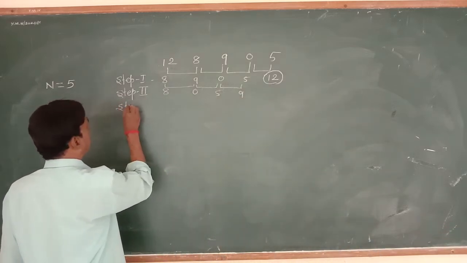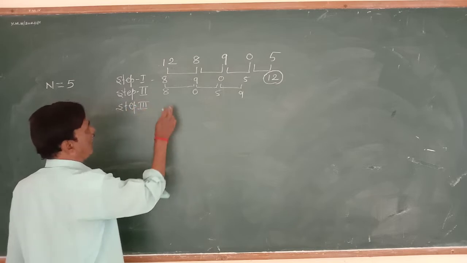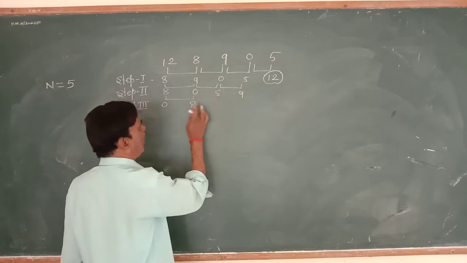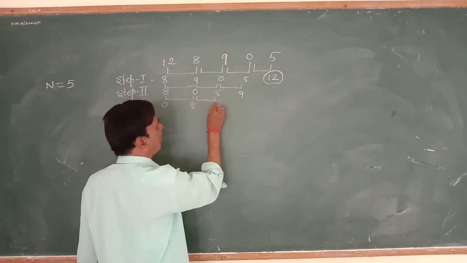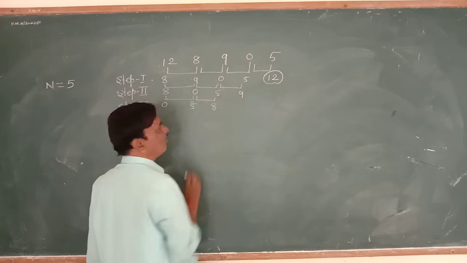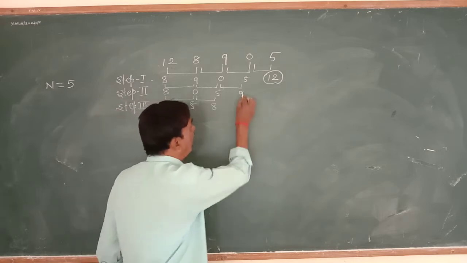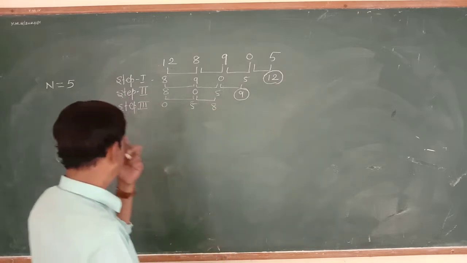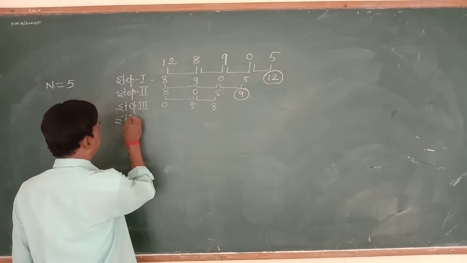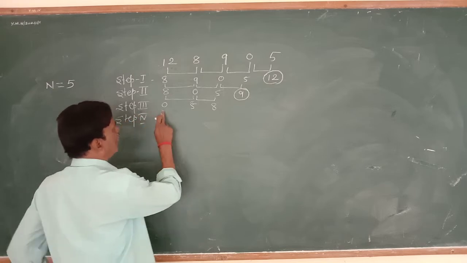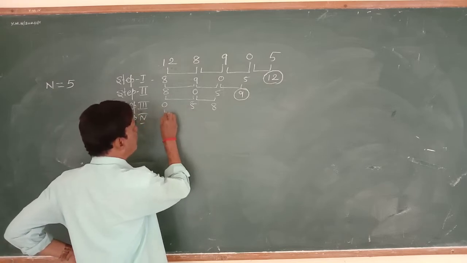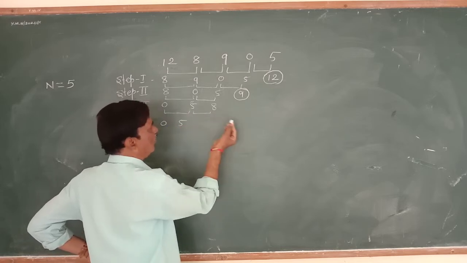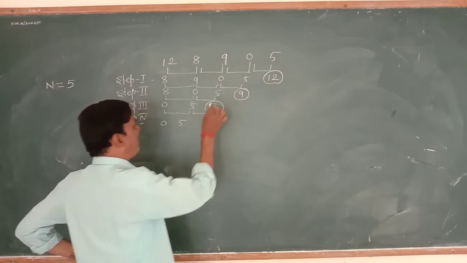The step number 3, 8 versus 0, 0 will be here, 8 will be here. 8 versus 5, 5 will be here and 8 will be here. 8 versus 9, actually need not to compare, because after the second step, second largest element has occupied its position. Step number 4, 0 versus 5, no change. 5 versus 8, no change. Largest element has occupied its position.